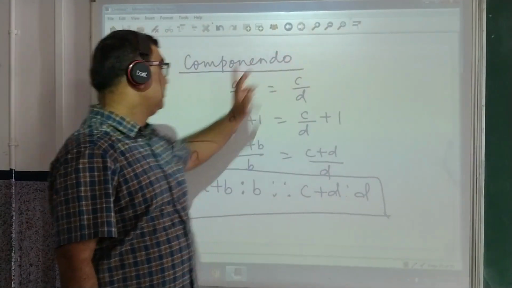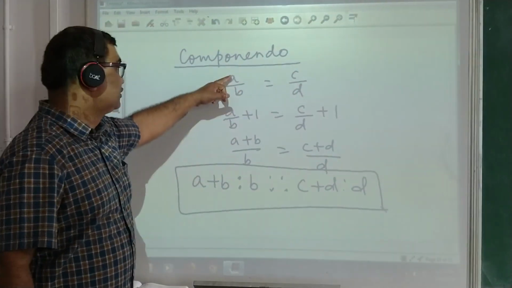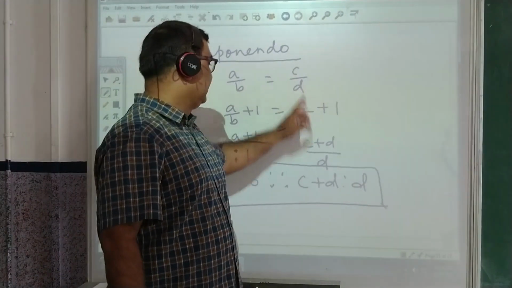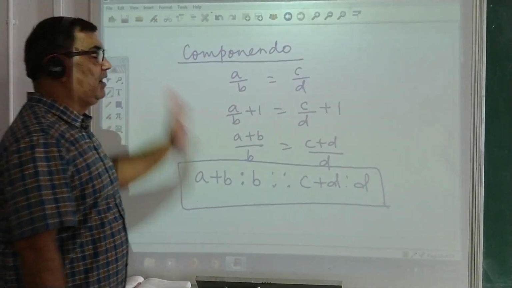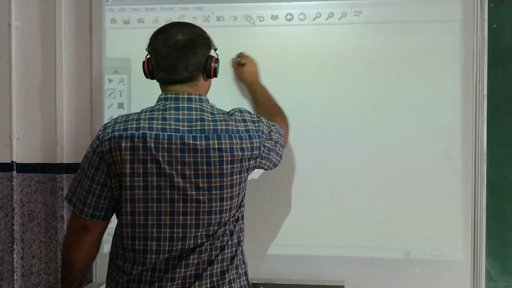Using componendo, this B is added here, this D is added here. So the final result is A plus B is to B as C plus D is to D, using componendo. Now the last term is dividendo.